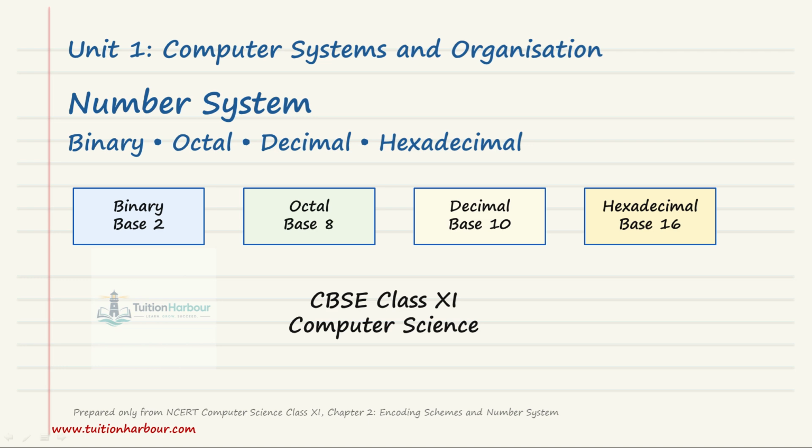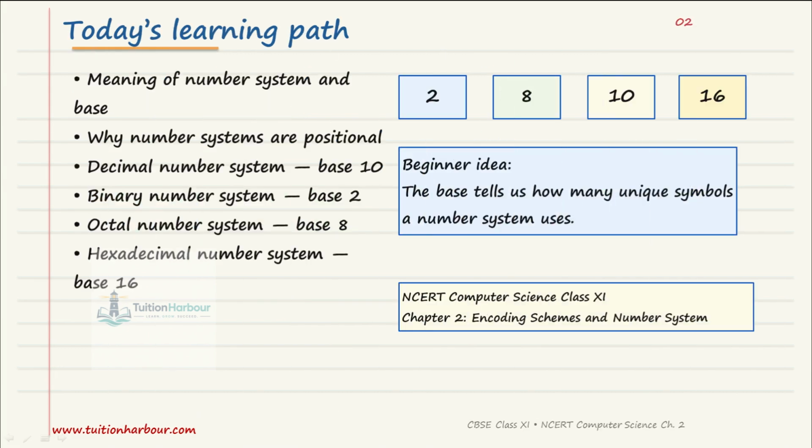In this lesson, we will learn the four number systems used in computing: binary, octal, decimal, and hexadecimal. We will begin with the meaning of a number system and base. Then we will study decimal, binary, octal, and hexadecimal, their symbols, positional values, and their relationship with binary.